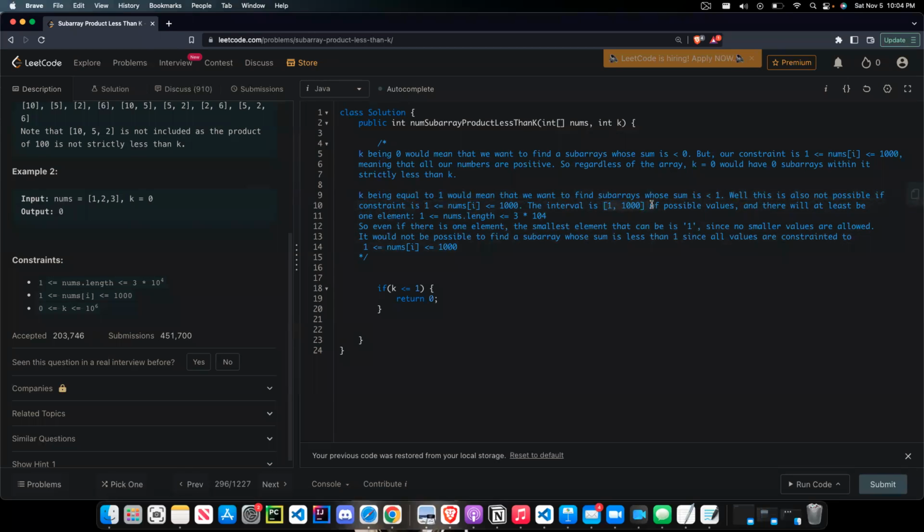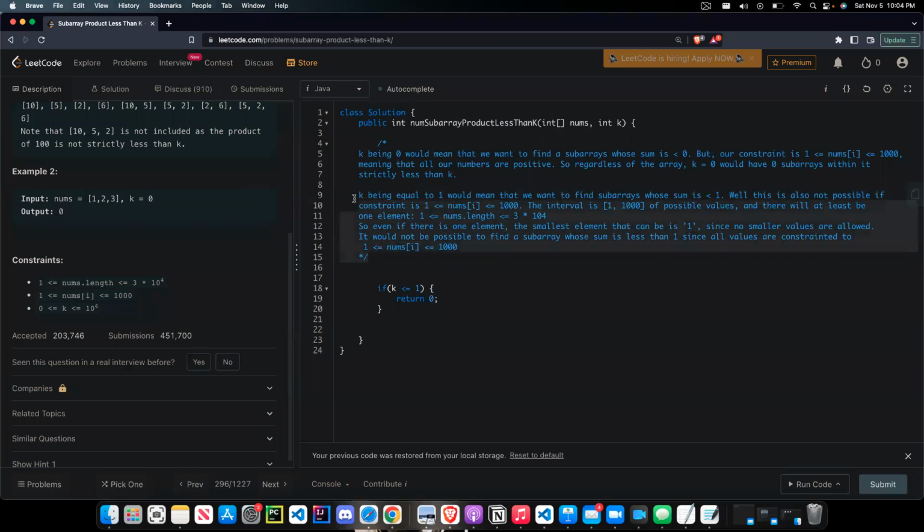Our values are only allowed to vary from 1 to 1,000, and there will at least be one element, right? So what would that bare minimum array look like? It would be an array of just 1, right? And that has 0 solutions, right? Because we can't find a subarray whose product is less than 1 if we're given an array of 1, right?